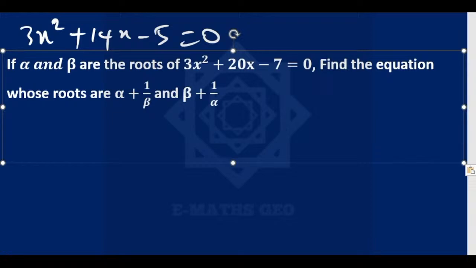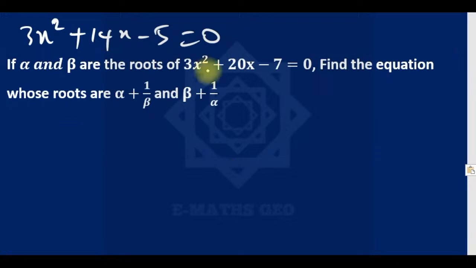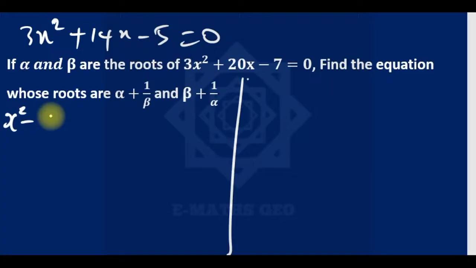So we're asked, if alpha and beta are the roots of 3x squared plus 20x minus 7 equal to 0, find the equation whose roots are alpha plus 1 over beta and beta plus 1 over alpha. So from what we said, to form a quadratic equation it is always x squared minus the sum of the roots.